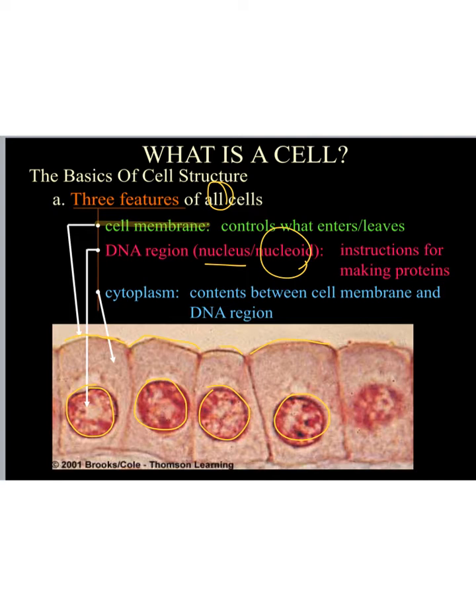The last region that every cell has is called the cytoplasm, and this is basically everything in between. Anything that is not cell membrane and not nucleus, everything in between is referred to as the cytoplasm. So this is where all the organelles are. This is where a lot of the proteins are. All the other components of cells that are not DNA and not cell membrane are referred to as cytoplasm. And all living cells have these three features.